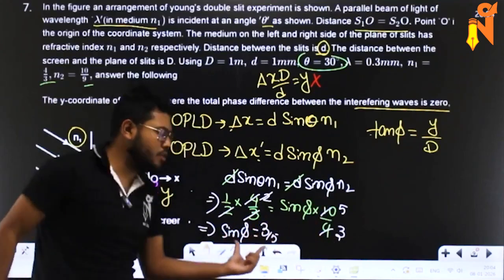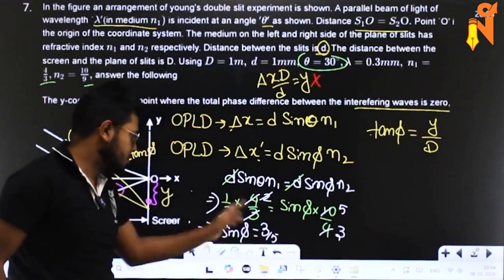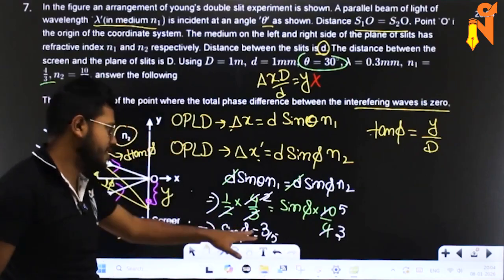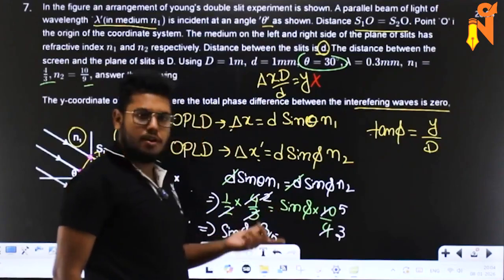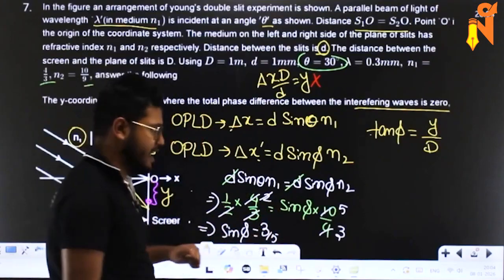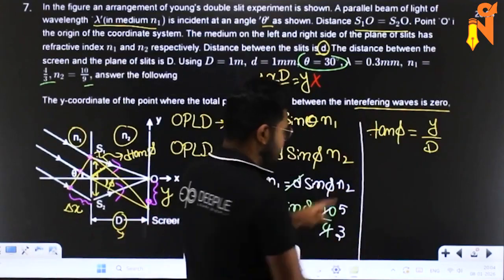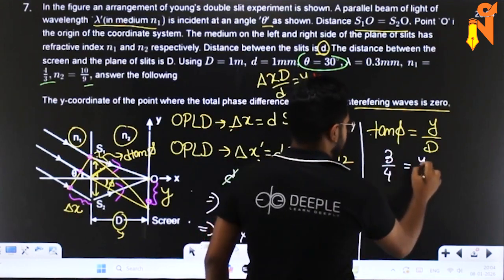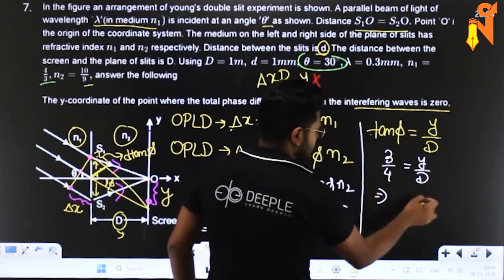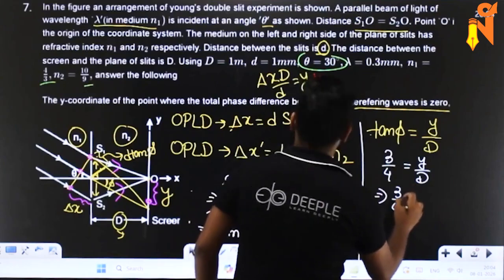That's a very known one, the magic ratio. So sine, magic number or magic ratio people say. So sine phi equal to 3 by 5. So angle phi equal to 37 degrees, right? So angle phi 37, I can write tan phi, that will become 3 by 4. So y by capital D is 3 by 4. Capital D is how much?